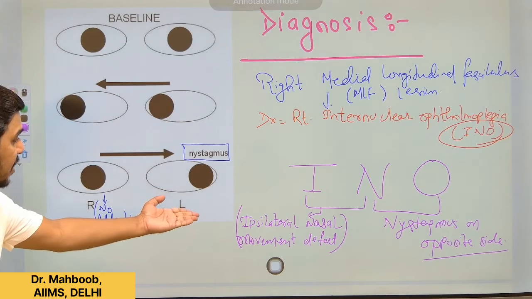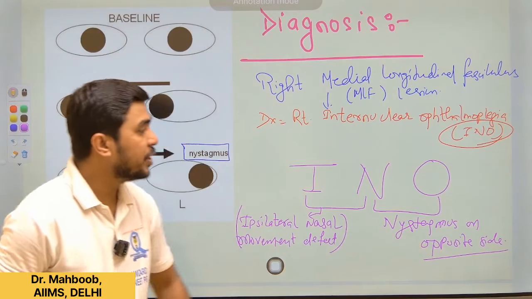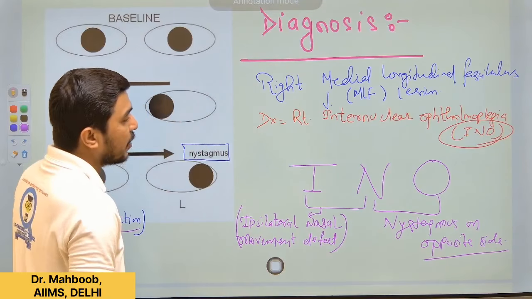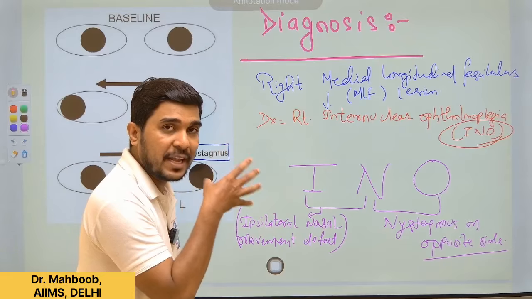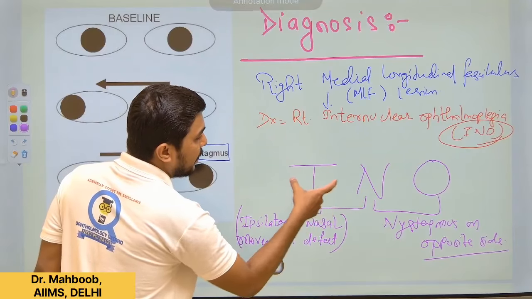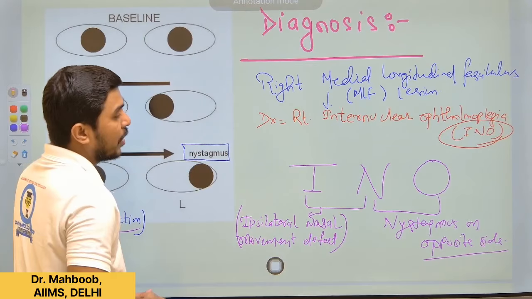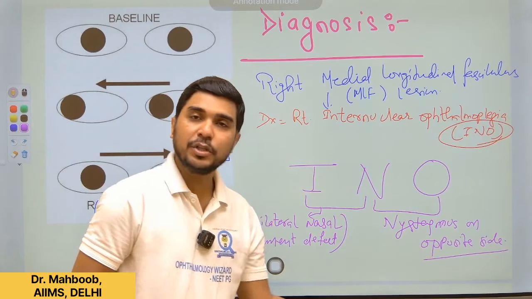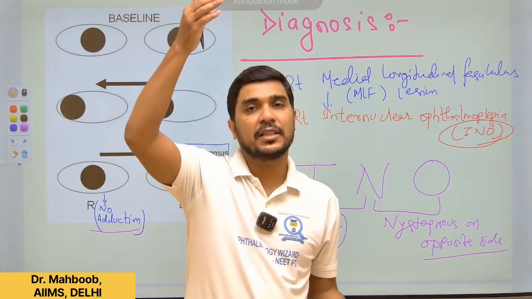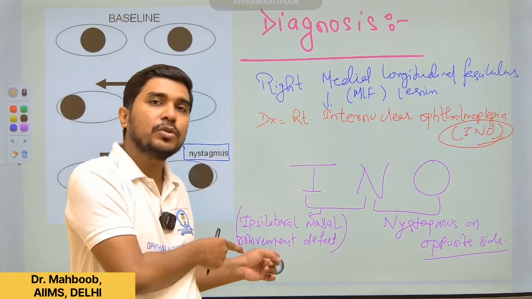Nystagmus, this is on the opposite side, the left eye is opposite side, that means there is a nystagmus. So nystagmus on the opposite side. If you know internuclear ophthalmoplegia, then you can make out the features of INO: ipsilateral nasal movement defect, and nystagmus on the opposite side. So if the question comes not in image form but in written form, you can deduce with the help of this.